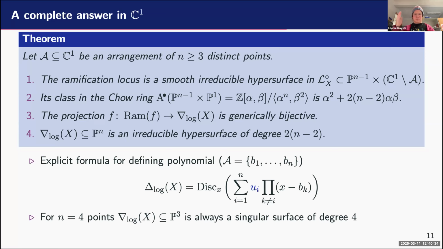And even better, there is an almost closed formula in terms of the ordinary univariate discriminant. So in the first example of 3 points, this was the quadratic discriminant. And if you have n points, you also have the univariate discriminant.